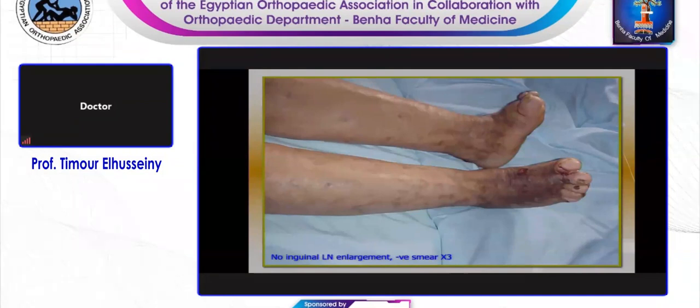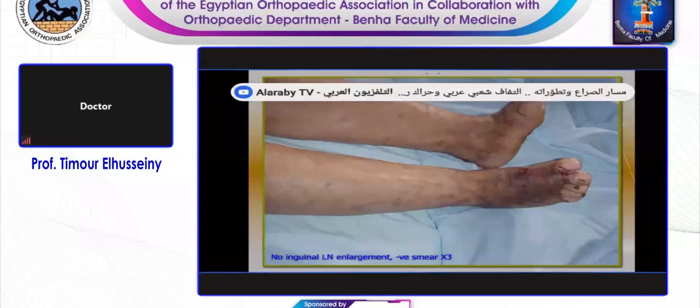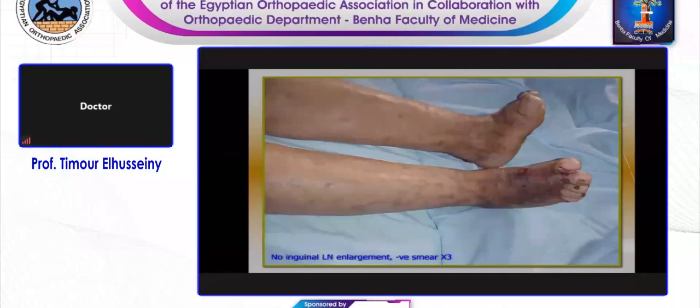Here we can see the skin with the characteristic papillomacular rash, which is anesthetic. Every patch of these small areas is anesthetic. And we can see the deformed toes in both feet. She had no inguinal lymph nodes, and she had 3 successive negative smears for the Mycobacterium leprae. This is very important to know if the patient has active disease or not. Patients with 3 successive negative smears with 1 week interval are negative. They are not infected.